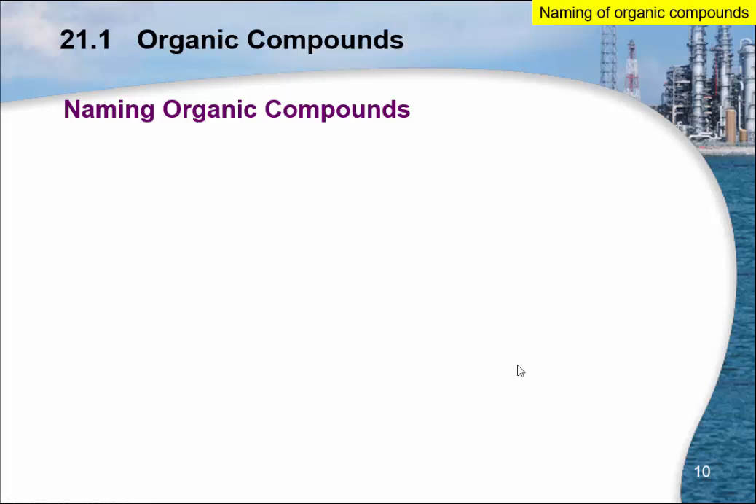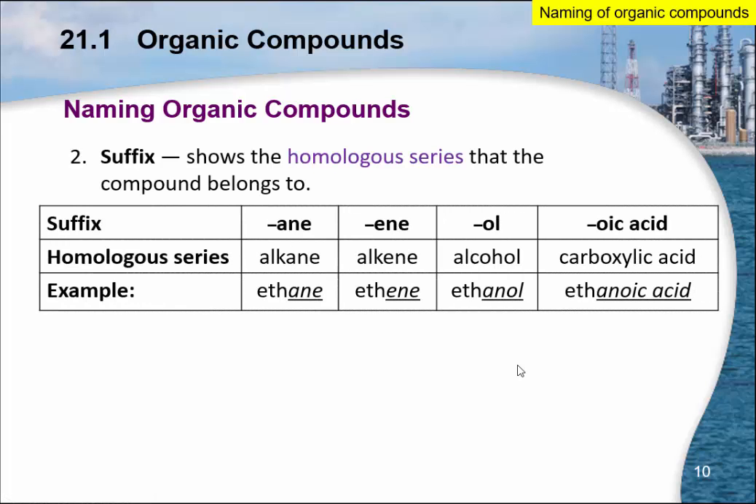The suffix follows after the number of carbons and is the homologous series. For example, in the homologous series of alkane, the name ends with -ane. So if we have one carbon, it's called methane because meth is one carbon. And ethane means two carbon. For the alkene family, it always ends with -ene, and because there are two carbon, it's called ethene.